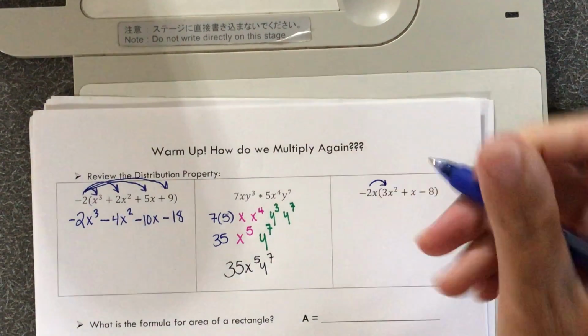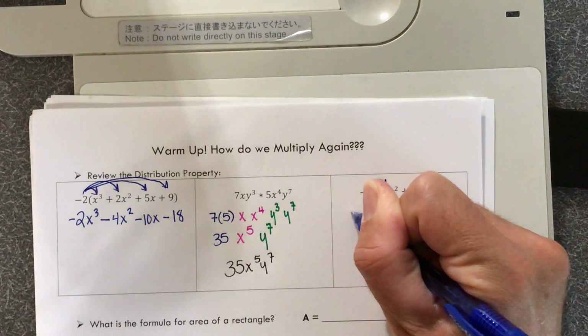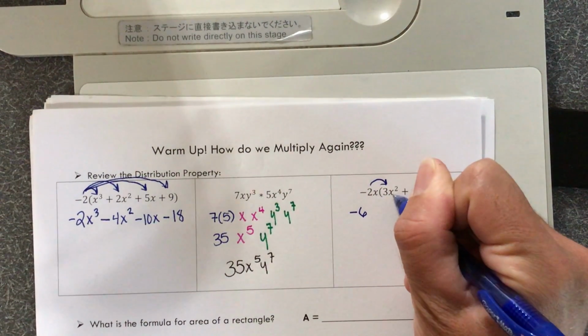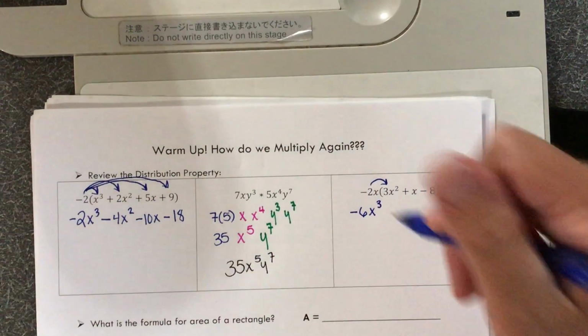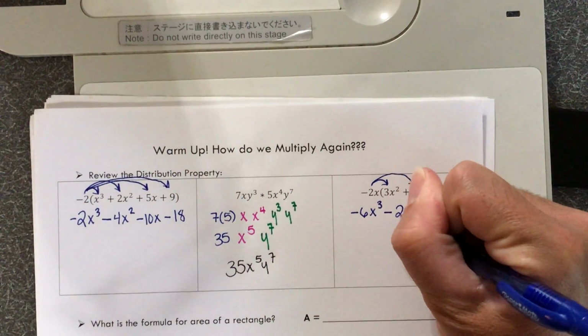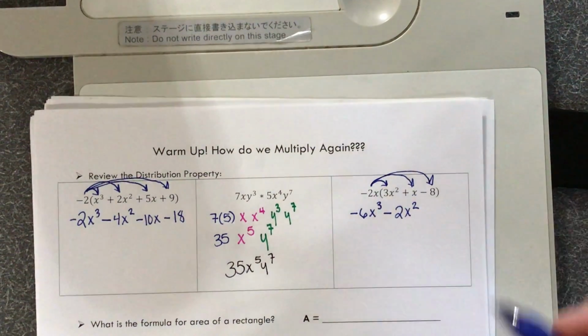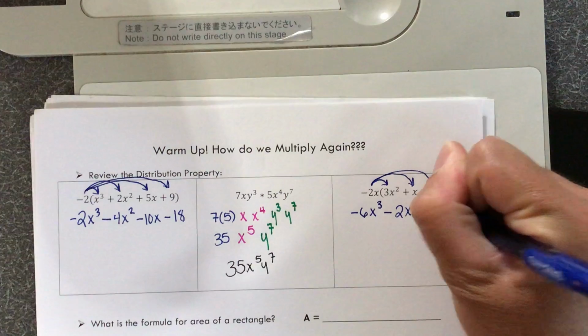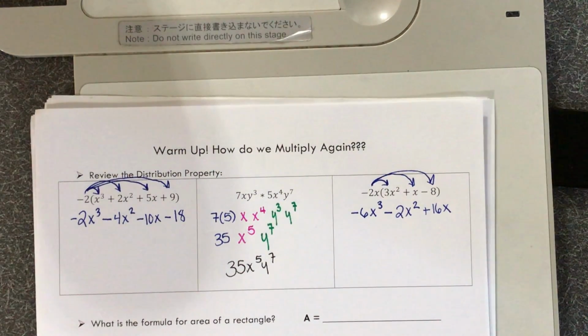So negative 2x times 3x squared, negative 2 times 3 is negative 6. X times x squared becomes x to the third power. Then distribute the negative 2x to the x, so minus 2x squared. Then negative 2x times negative 8, so plus 16x. Again, because I'm multiplying, the degrees of my terms will change, so the exponents change when I'm multiplying.